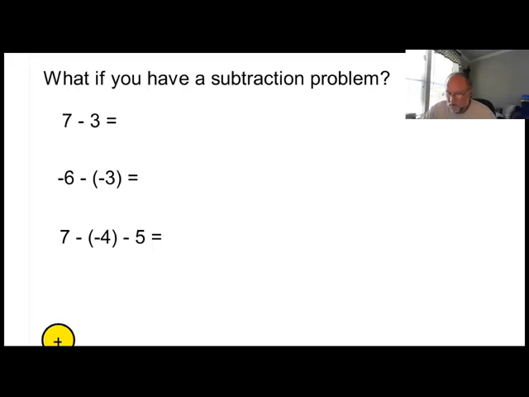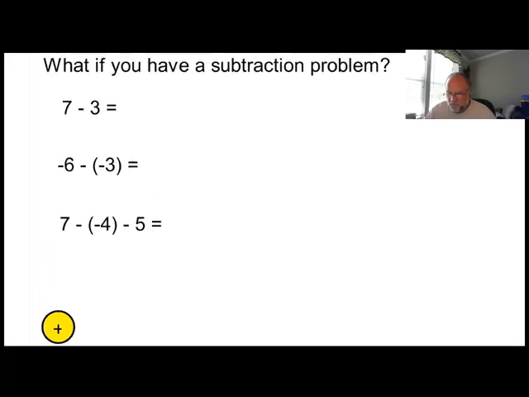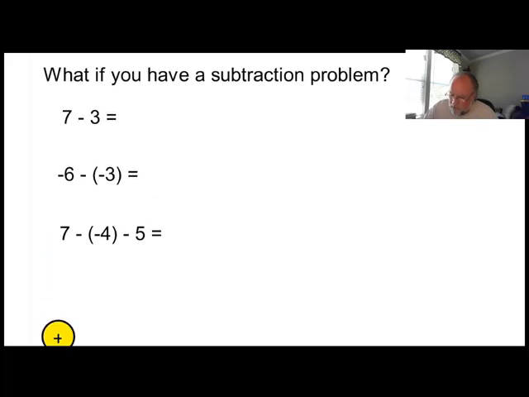So if I were to build this with our 2-color counters, like down here on the bottom, okay, what this says is I've got 7 positives, and I'm going to take away 3 of them.